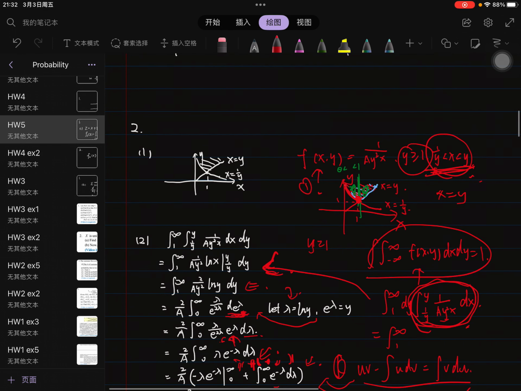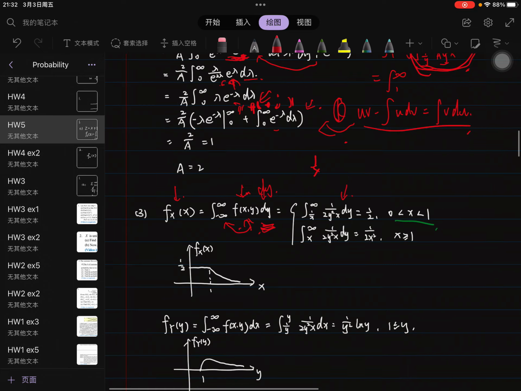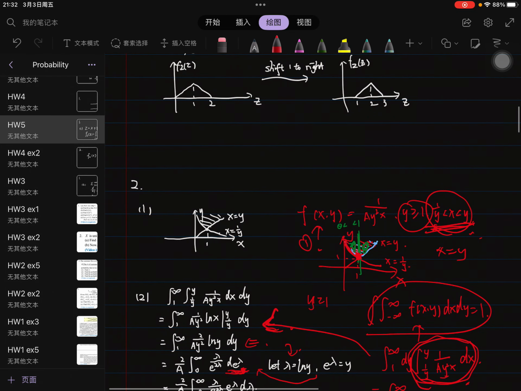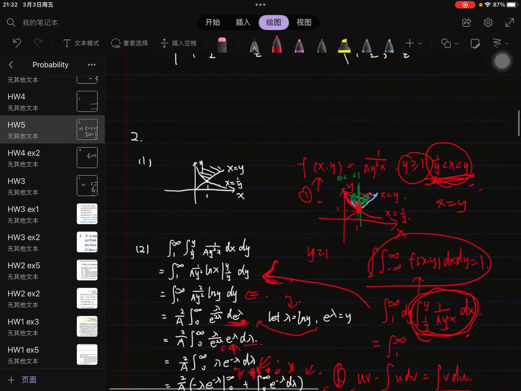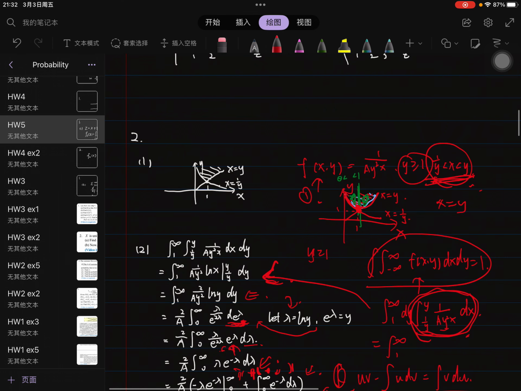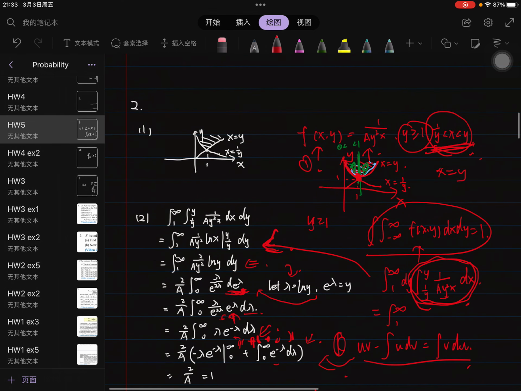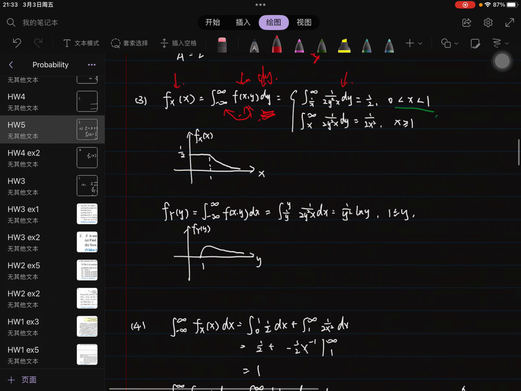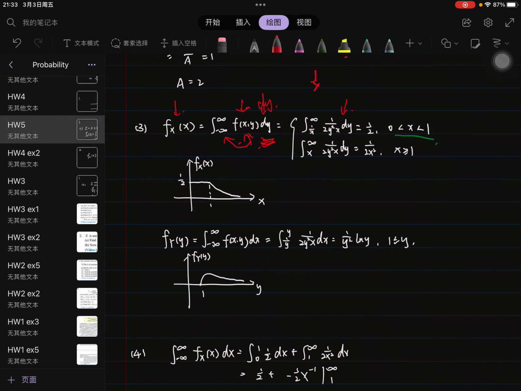And for the right part, x is larger than 1, so y goes from this line to infinity. The lower bound is x and the upper bound is infinity, so we get 1 over 2 times x to the power of 2. Based on this we could simply draw the figure of f_X.